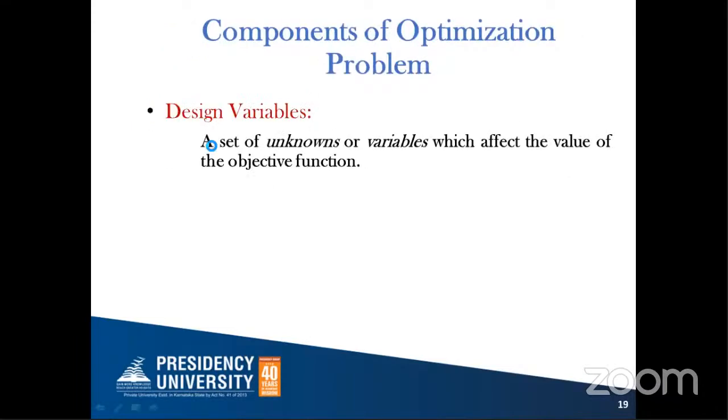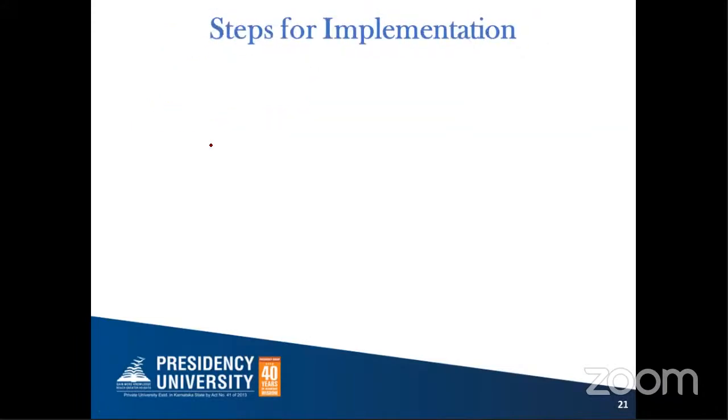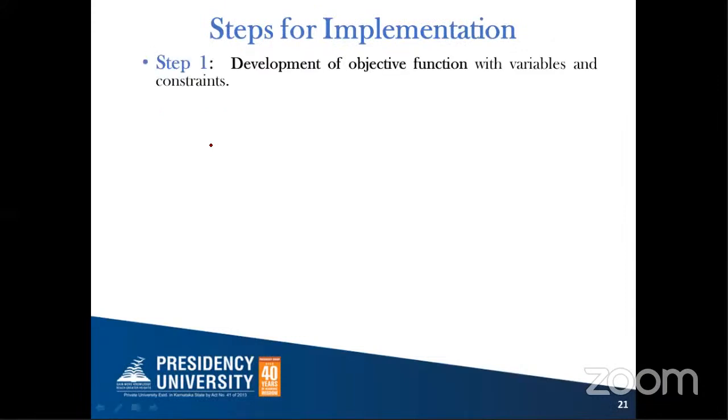Let me go to the problem once again, to the algorithm. These are all things which I have already explained here, right? So what are the steps that are involved in implementation? This is important. Let me tell you very clearly. The first step is development of the objective function with variables and constraints. This is the first step that everybody has to do. And what is the second step? The second step is selection of an algorithm to solve the problem.